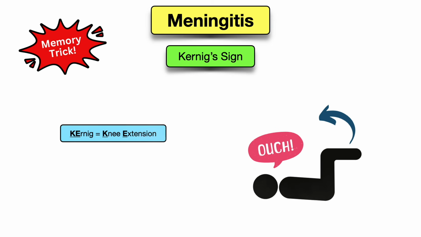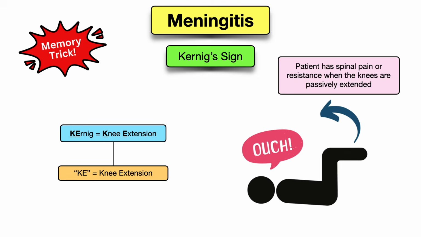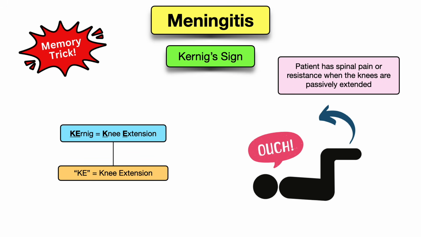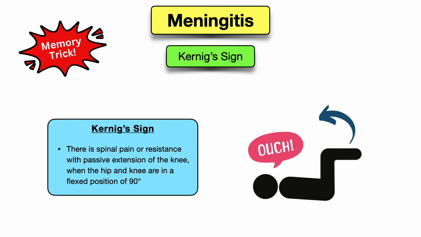The second sign of meningitis is Kernig sign. The memory trick for this is to take the KE at the beginning of Kernig to remember the phrase knee extension. This is because Kernig sign is when the patient has spinal pain or resistance when the knees are passively extended. In other words, there is spinal pain or resistance with passive extension of the knee when the hip and knee are in a flexed position of 90 degrees.